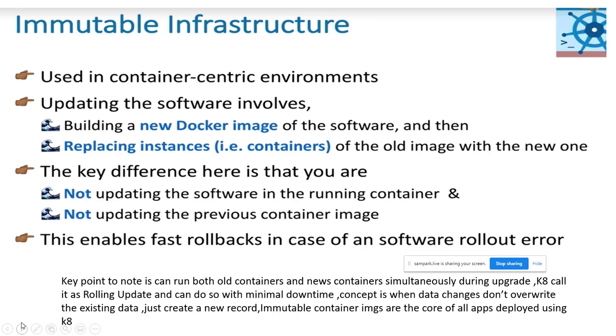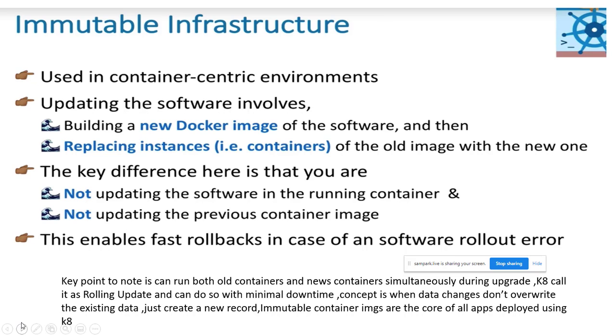The key difference is that we are not updating the software in the running container. You have a container, and we are not updating it. You have the previous container and you also have the new container. This enables fast rollbacks. In case there are some software rollout errors, we can simply kill the new container and start again, but the old container is still on. We are not doing any upgrades in the old container.